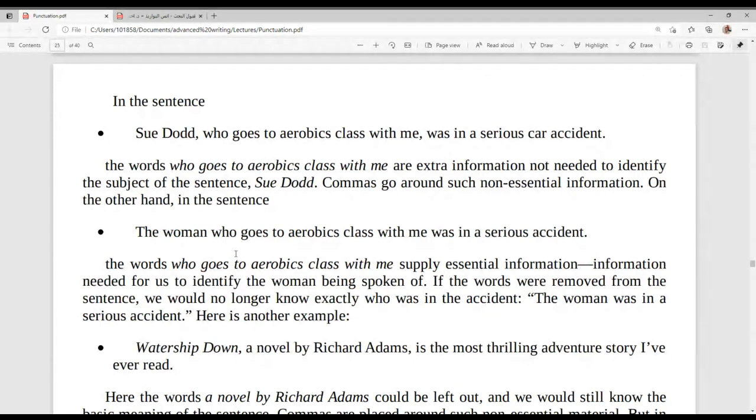When do we use restrictive clauses? If you think that this information is not extra information, it is essential information in the sentence. If you think that this information or this clause could be extra information about the head noun, you can use the commas. Okay. Now here the words who goes to aerobics class with me supply essential information.